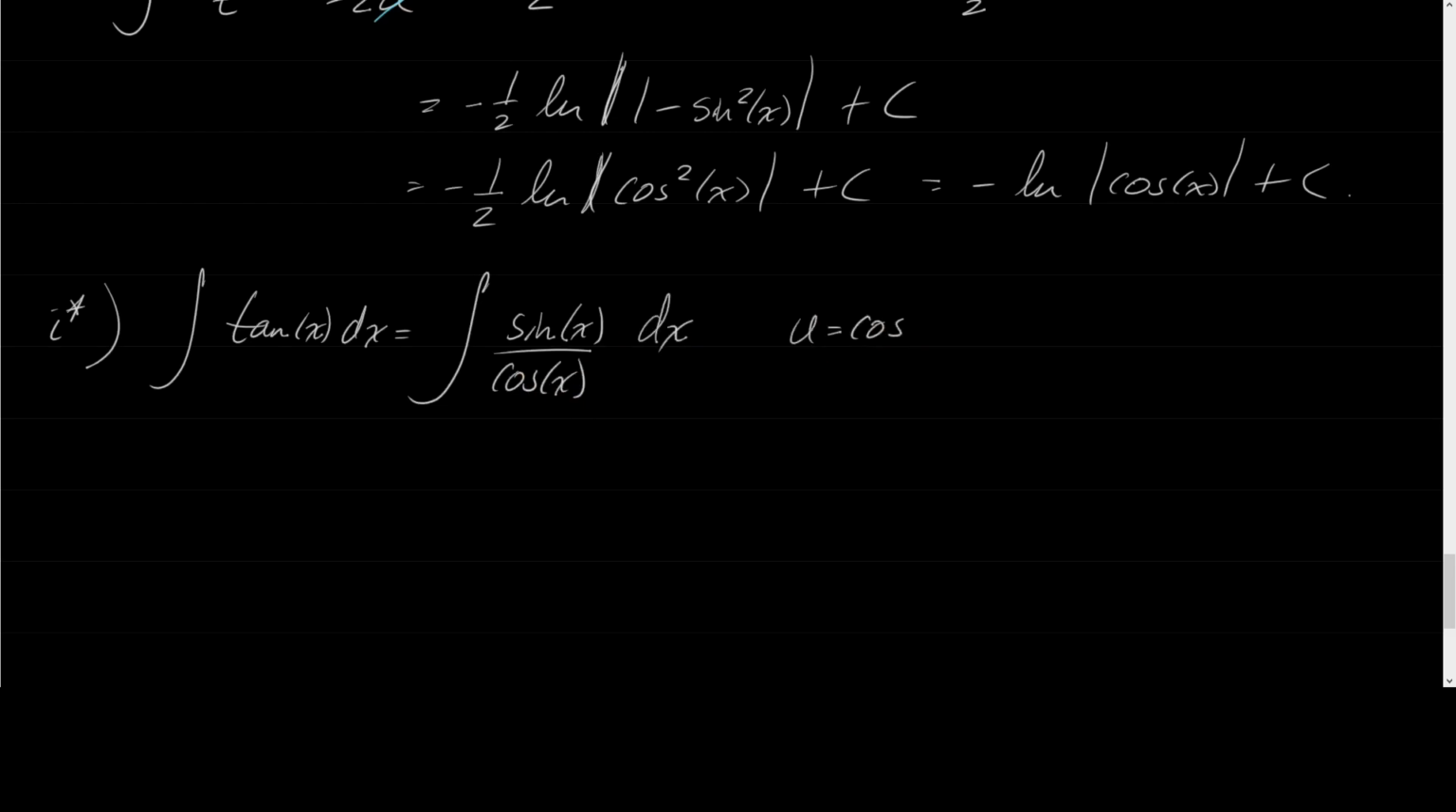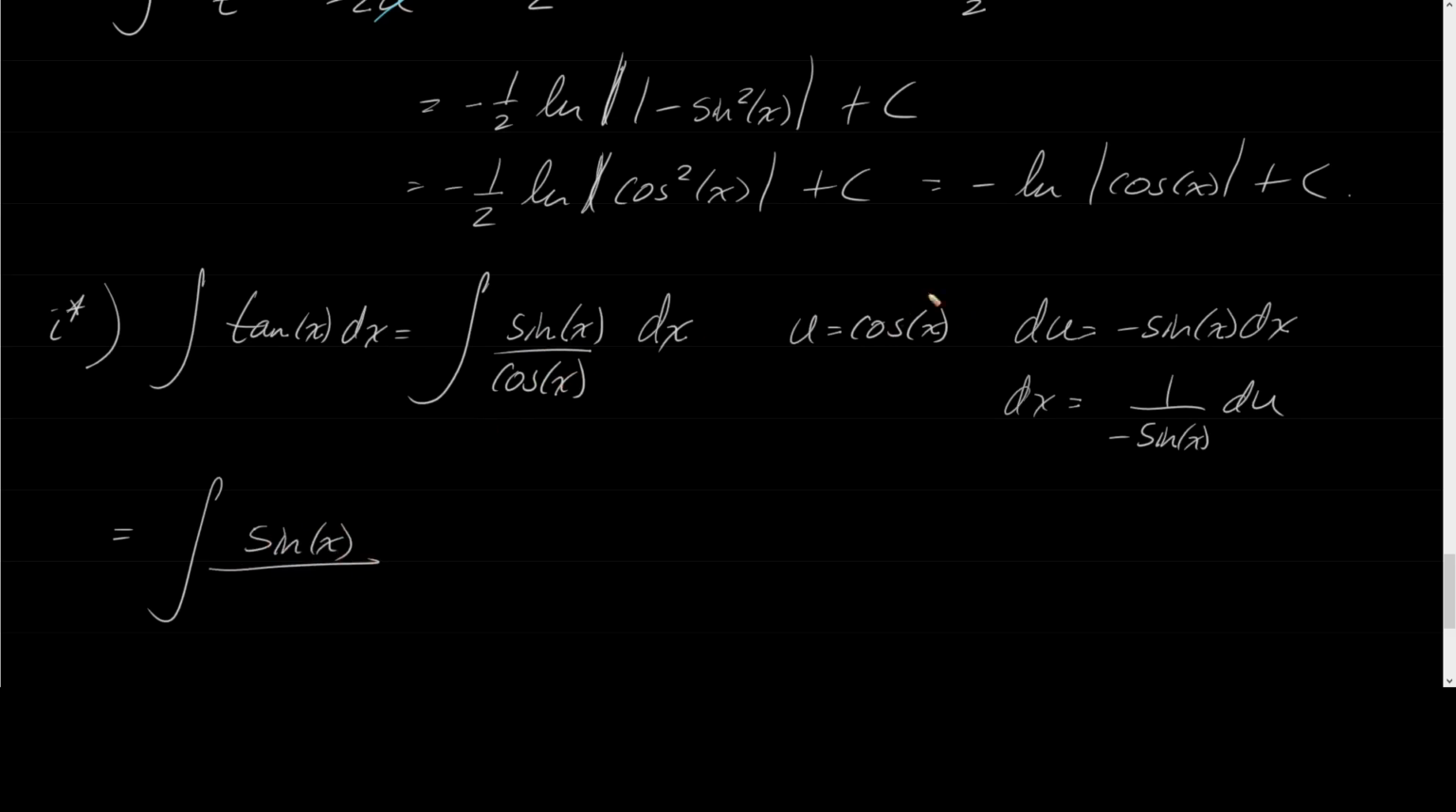If I let u be cosine instead, then du would be negative sine of x dx, so that dx is equal to 1 over negative sine of x du. At that point, what do we get? Well, this then becomes the integral of sine. Sine was not part of my substitution, so it's still there. Cosine was my substitution. Dx was 1 over negative sine of x. I'm going to put the negative on the outside, and we have 1 over sine of x du. At that point, we see that the sine of x's cancel each other out, so I have negative integral of 1 over u du, giving me negative ln of the absolute value of u plus c.